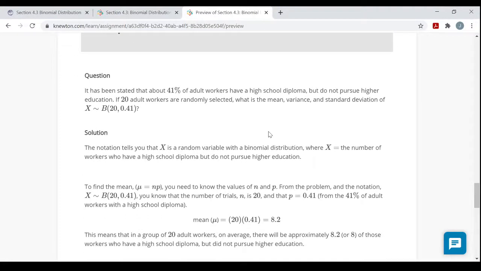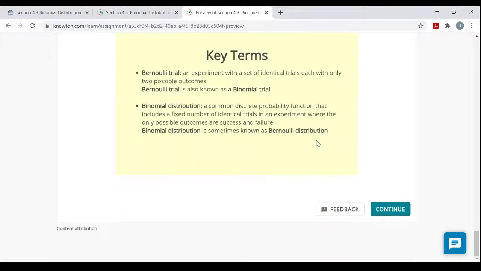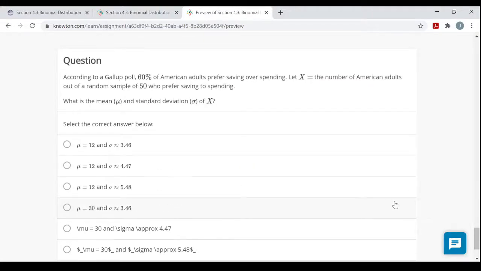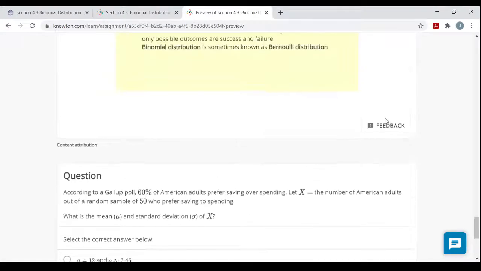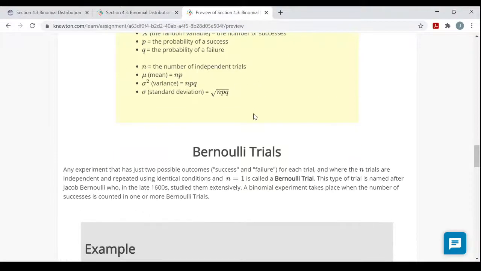All right. So they give you an example here. I'm just going to get to a question. So again, some key terms. Let's get to a question where we're given a binomial random variable and asked to calculate its mean and standard deviation. But now we have these simpler formulas because it's a binomial. These formulas, this n times p, back up here, this n times p and the square root of npq, these are only applicable to binomial distributions. You can't use these for anything else.